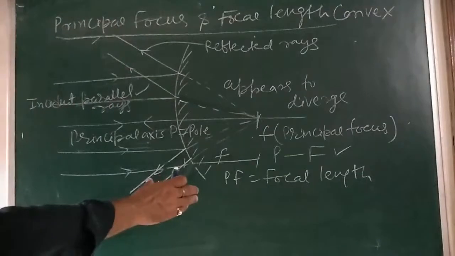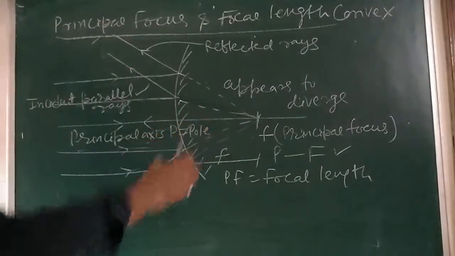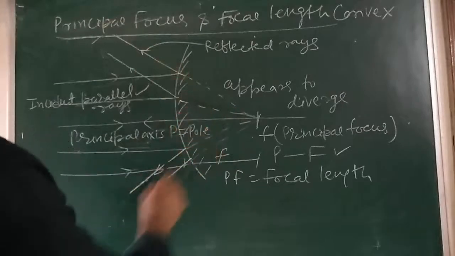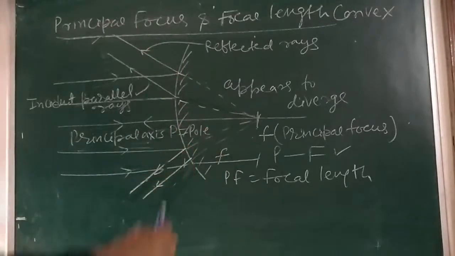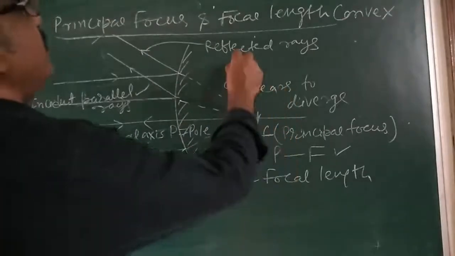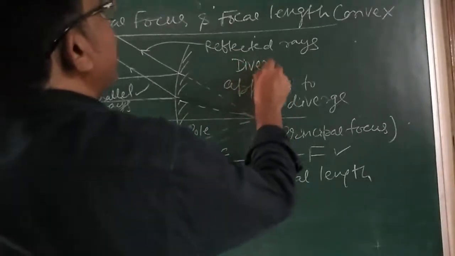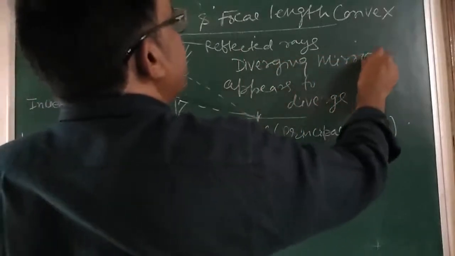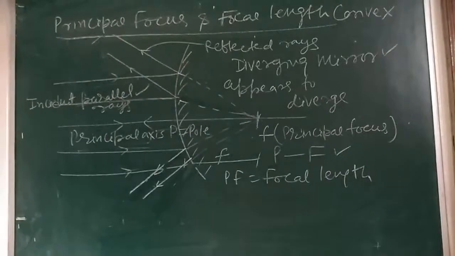The convex mirror diverges the parallel beam of light. It diverges, it is going out. It diverges the parallel beam of light falling on it. So it is called diverging mirror. Write down.